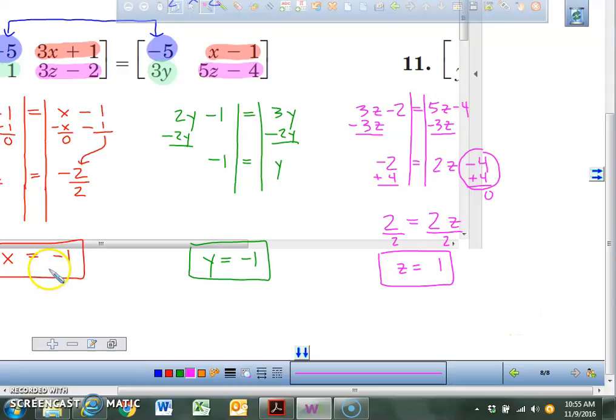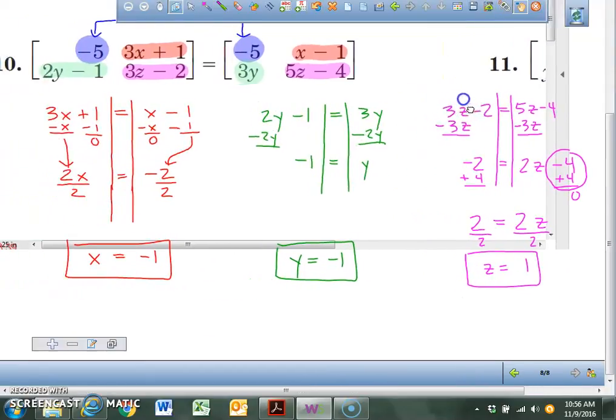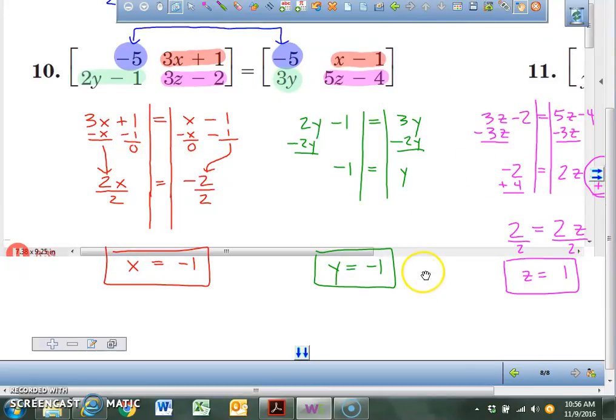So x was equal to negative 1. Y was equal to negative 1. Z was equal to a positive 1. These are your 3 answers for number 10. Now the next video we'll do one that's a little bit more difficult than this one. All right, but what did I do first? I isolated all of the elements that made them equal to each other. So I knew which element I was solving.